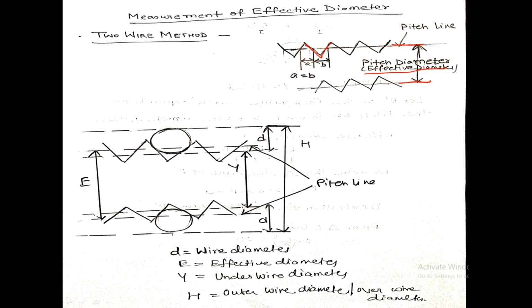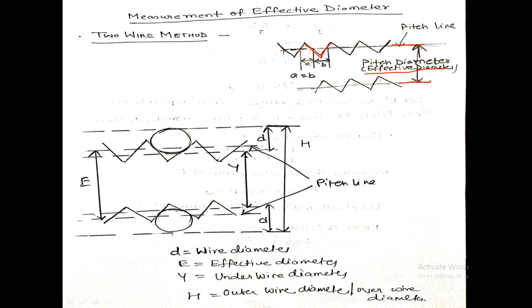What is the actual condition of effective diameter? It is that A must be equal to B. What is A? A is the width of the thread metal. And what is B? B is the width of the spacing between the thread. You must have A equal to B, and that line will be your pitch line, and the distance between these pitch lines will be your actual effective diameter.